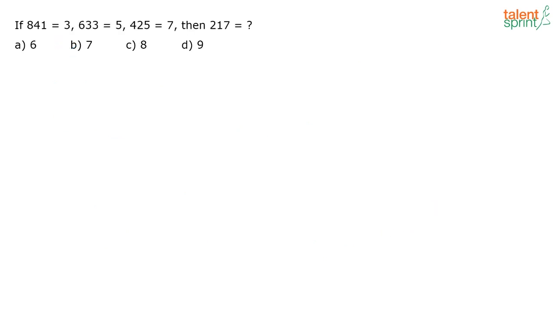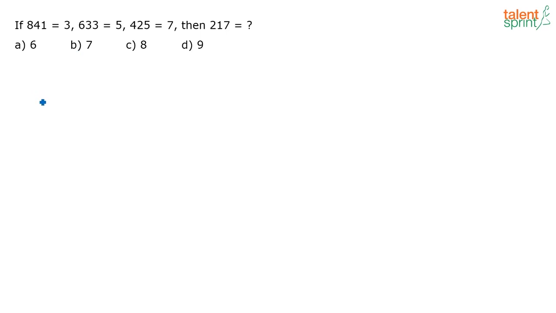Next question. If 841 is equal to 3, 633 is equal to 5, 425 is equal to 7, then 217 is equal to question mark. So, what is the pattern that they have used here? See, 841 is coded as 3.